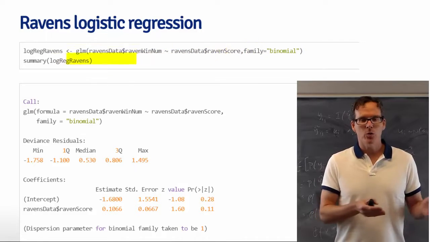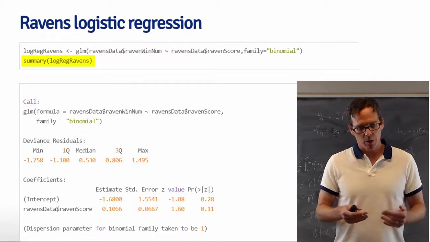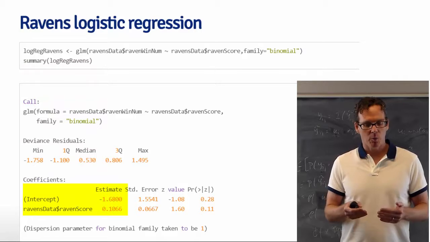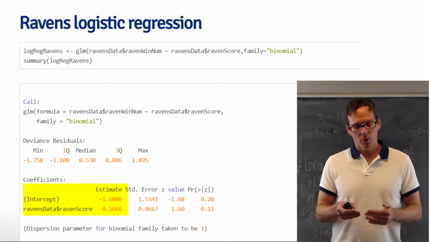You see the output when you do summary. Summary works just like it did for LM. You see the output below. You get the coefficients, in this case negative 1.68, and for the Ravens coefficient you get 0.1.